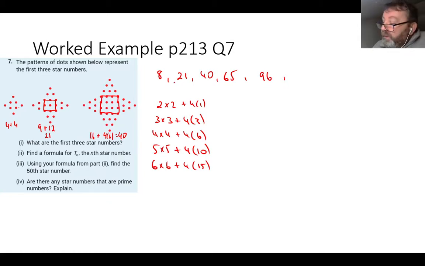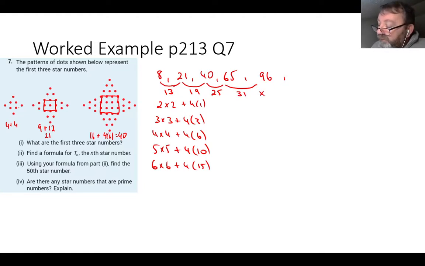So what do I know? Let's have a look and see if we can get the differences now between all these. Because we're dealing with a sequence that we're not too sure whether it's quadratic or cubic, we're going to have to look at all the differences here and see where the common difference falls out. 8 to 21, that's 13. 21 to 40, that's 19. 40 to 65, that's 25. And then 65 to 96 is 31. So that's my first level, and it is not constant there.